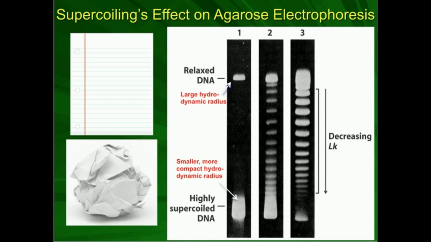However, you could think of the highly supercoiled DNA like this crumpled up ball of paper. The highly supercoiled DNA is more condensed due to the supercoiling, and it's more aerodynamic, and so it experiences much less drag force through the medium, which is agarose, and so as a result it migrates much further.